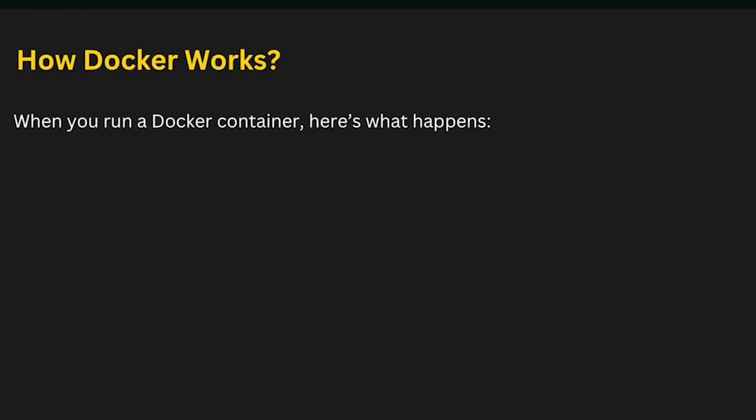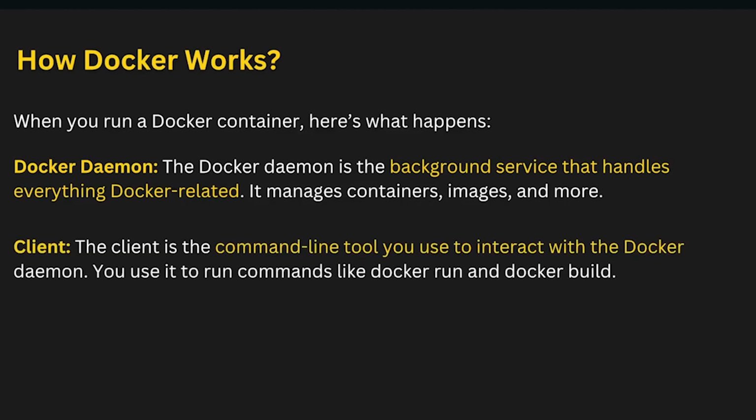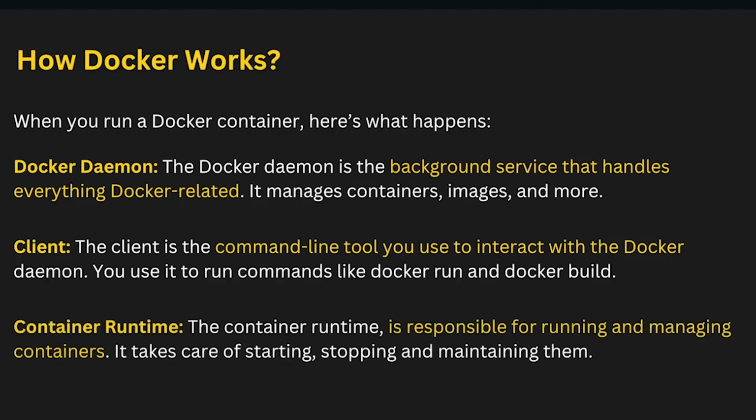Let's see how Docker works. When you run a Docker container, here's what happens. The Docker daemon is the background service that handles everything Docker related. It manages containers, images, and more. The client is the command line tool you use to interact with the Docker daemon. You can use it to run commands like docker run and docker build. The container runtime is responsible for running and managing containers. It takes care of starting, stopping, and maintaining them.